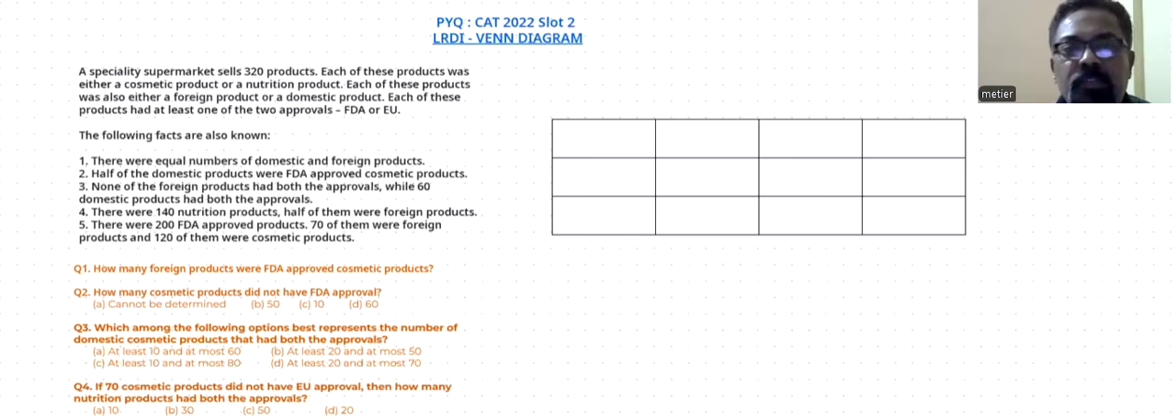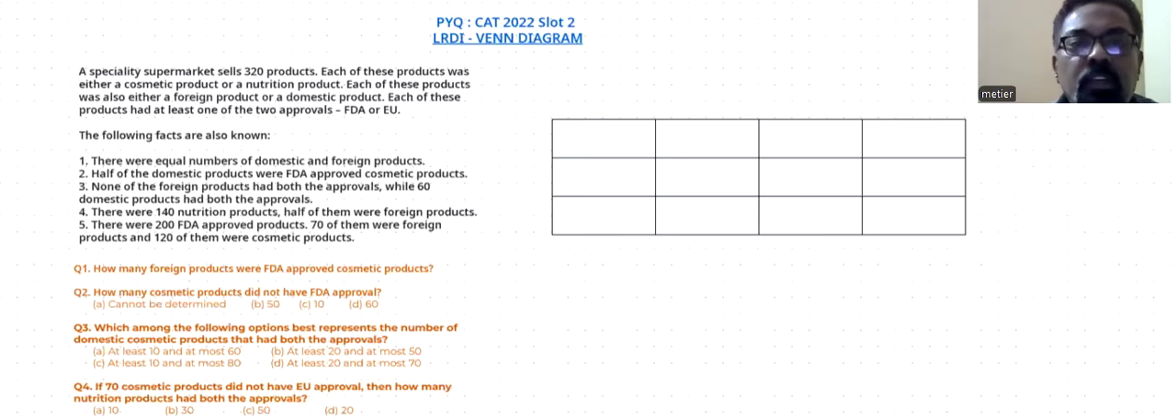But now, in this particular set, if you read the information given, you will easily find that it is not the conventional one. It is a Venn diagram with more than 4 variables. Here we have more than 4 sets. Just check what they are talking about: 320 products. So we have to distribute these 320 products among certain parameters.